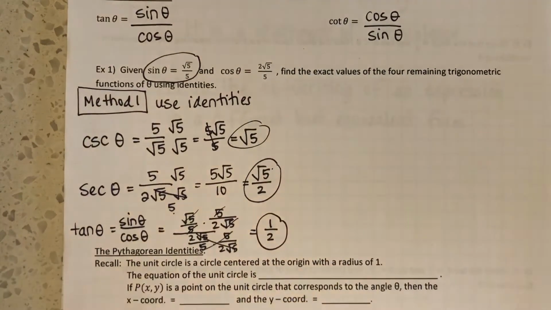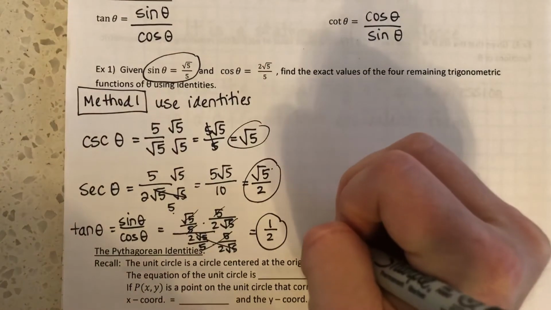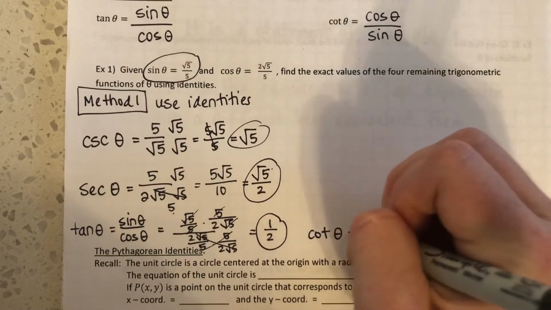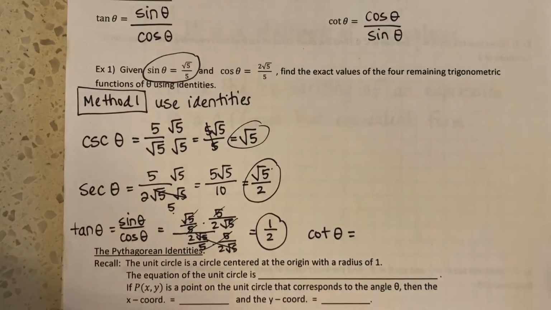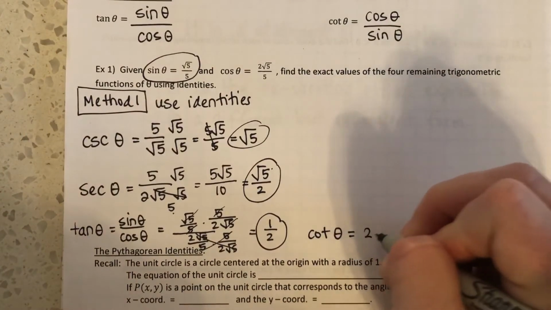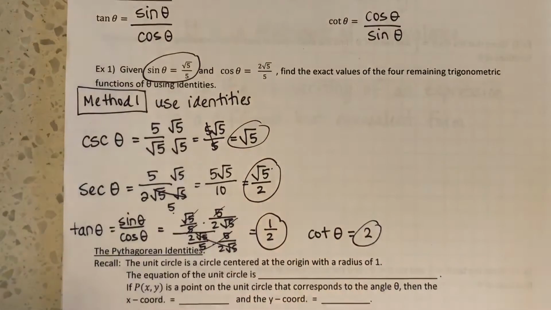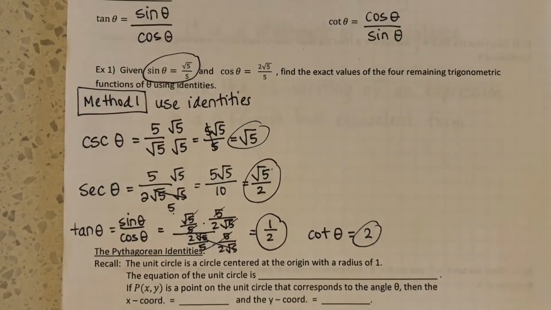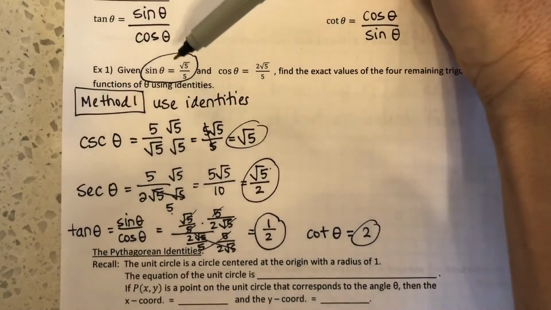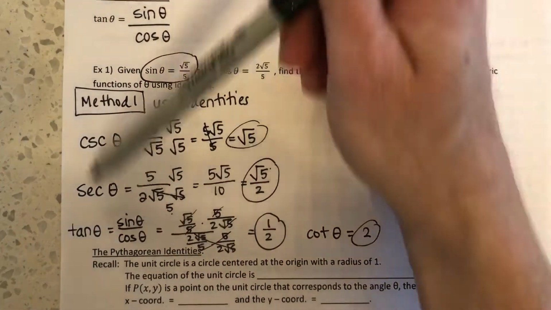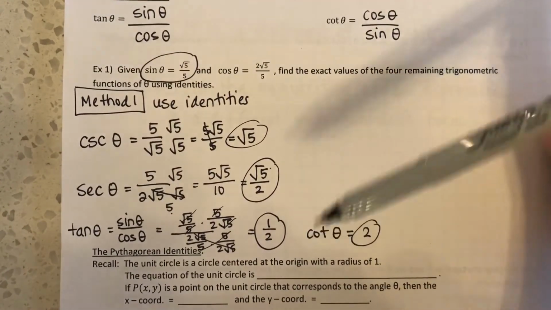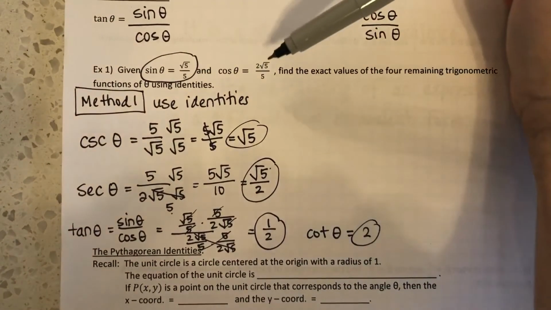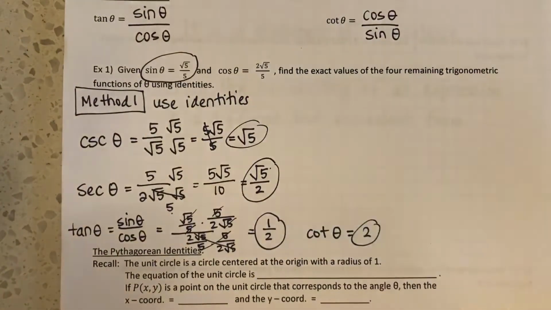So now you know the tangent of angle theta is 1/2, which means now the cotangent of angle theta is its reciprocal, 1 over the tangent. So it's 1 over 1/2, which is just going to be 2. And now you have found all the other trigonometric functions. Technically, as long as you know sine and cosine, there's really no trig function you can't find. There's no ratio you can't get if you know the sine ratio and the cosine ratio. You can build all of the other ones.